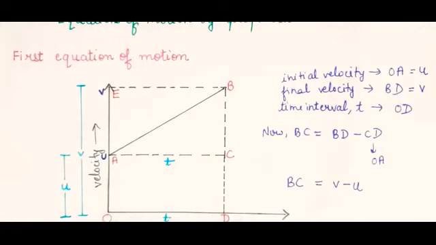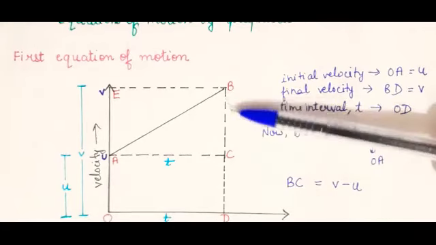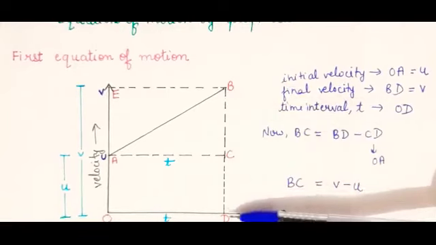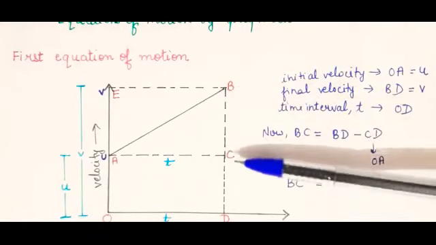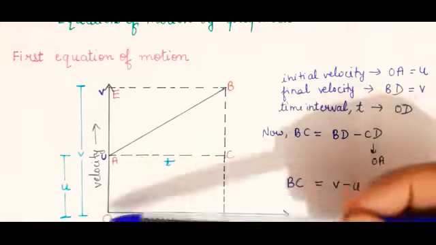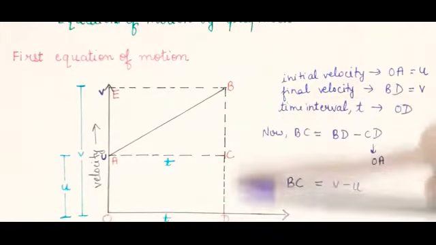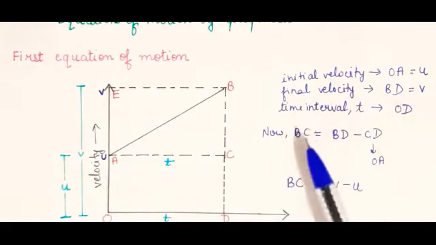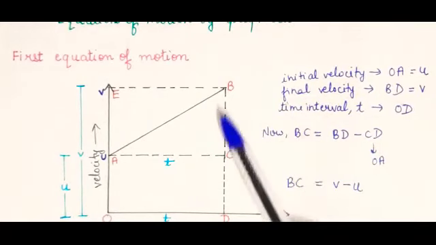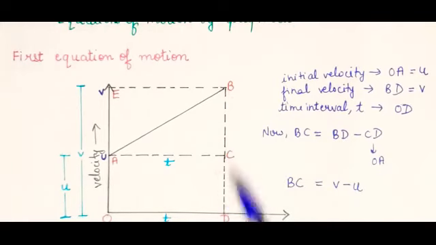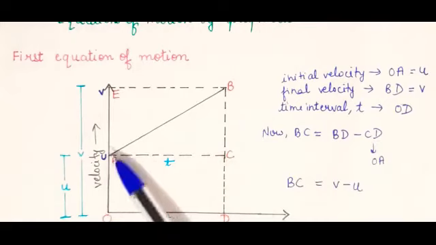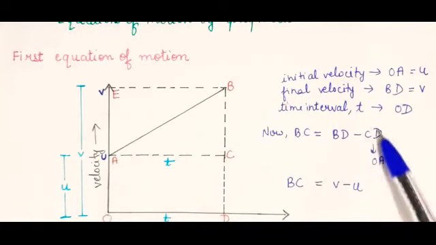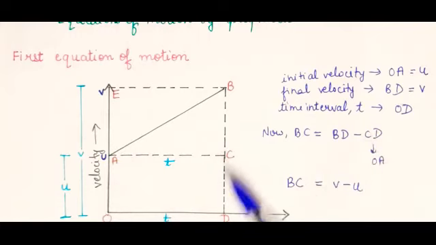So from the graph we observe that BD is equal to BC plus CD, right? And this CD is equal to OA. Now see, I have calculated the value of BC. BC is BD minus CD. And this CD is equal to OA because we have drawn the parallel line AC parallel to OD. So we can write OA in place of CD.